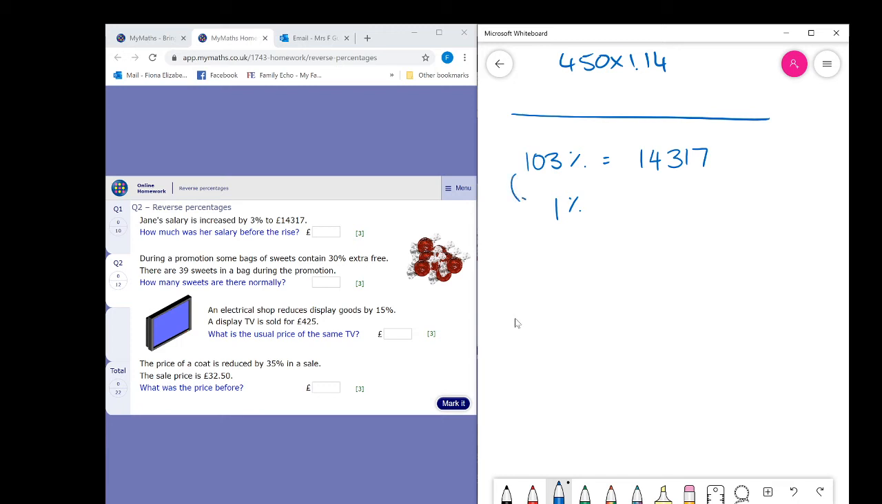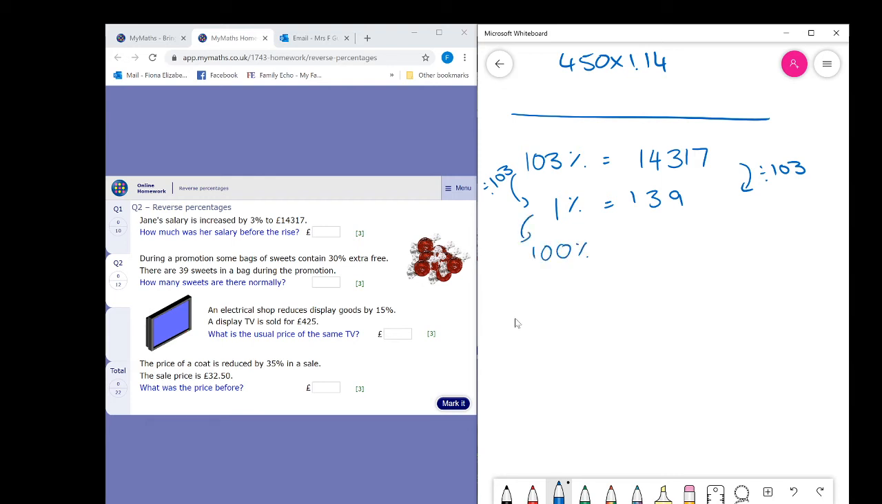I can turn that into 1 by dividing by 103. So if I divide both sides by 103, I'm just going to get my calculator out. So if I do 14317 divided by 103, I get 139. So if 1% is 139, what's 100%?